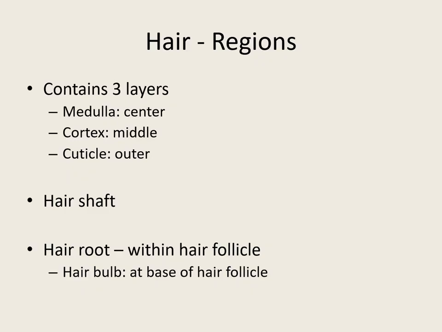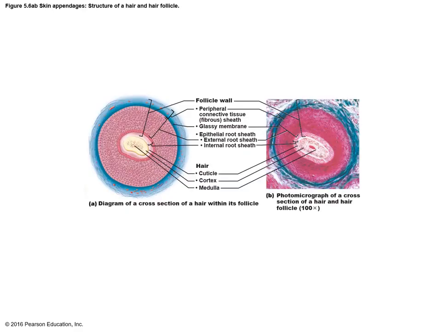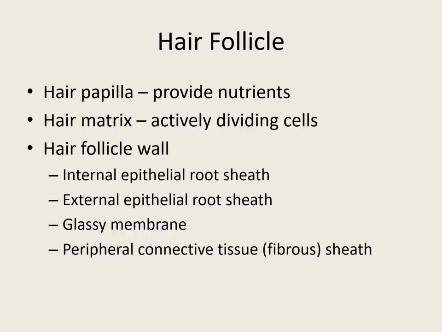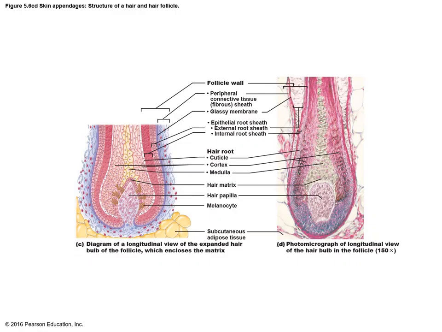The hair bulb is at the base of the hair follicle. So this is showing the 3 different layers: the cuticle, the cortex, and the medulla. And then in the hair follicle, you have the hair papilla, that's where the nutrients are being provided. The hair matrix is where those cells are actively dividing.